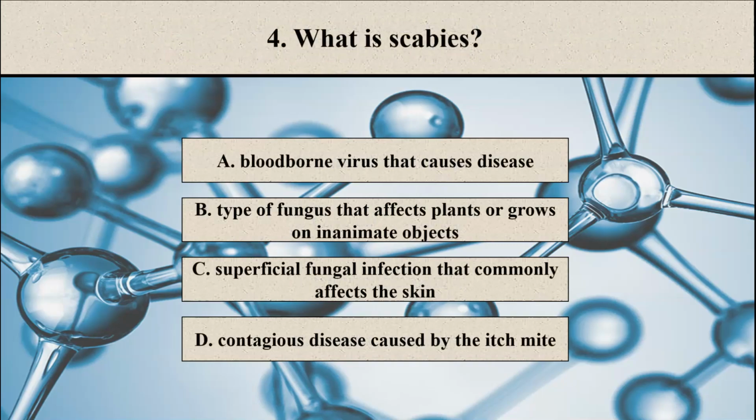What is scabies? Blood-borne virus that causes disease, type of fungus that affects plants or grows on inanimate objects, superficial fungal infection that commonly affects the skin, contagious disease caused by the itch mite. If you chose D, contagious disease caused by the itch mite, you are correct.